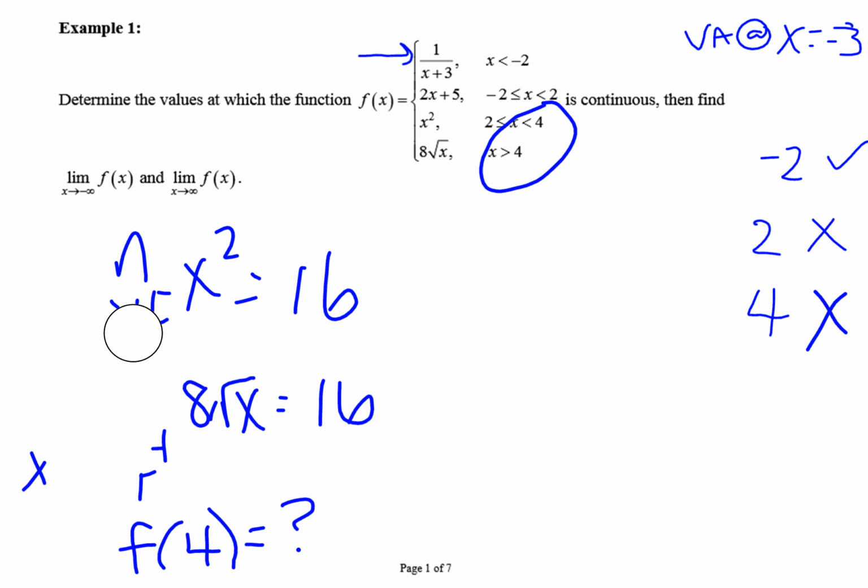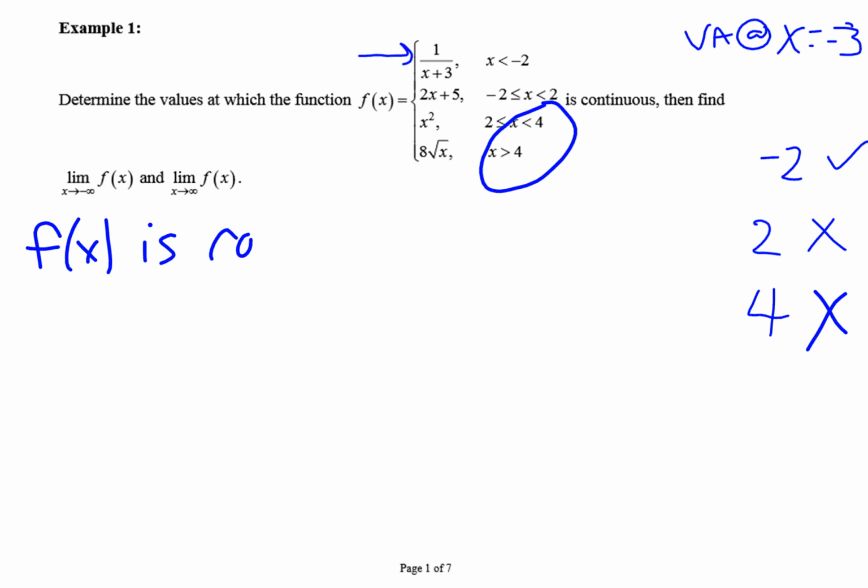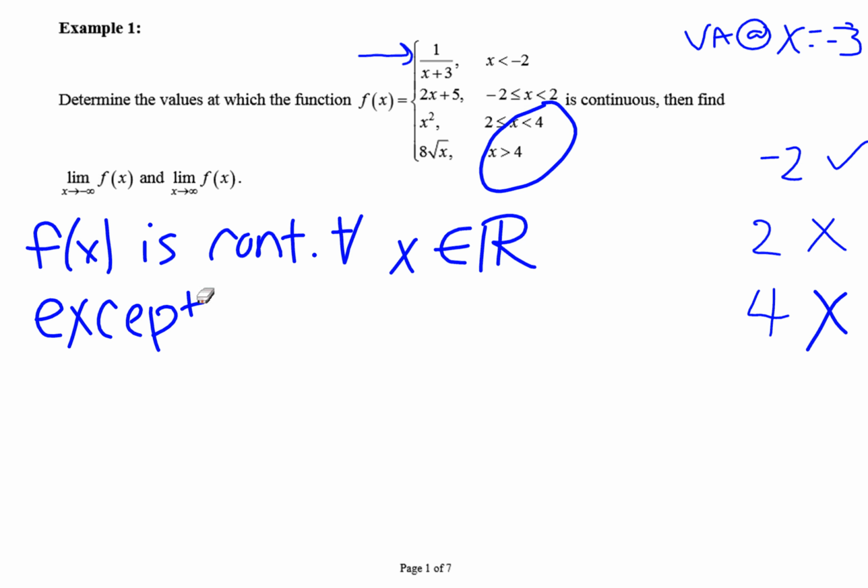So we needed to determine the values at which the function f of x is continuous. We can write that out. f of x is continuous on the real numbers except x equals -3, -2, 4.